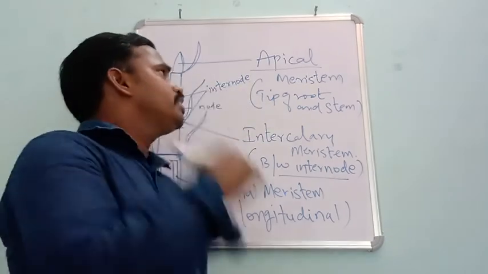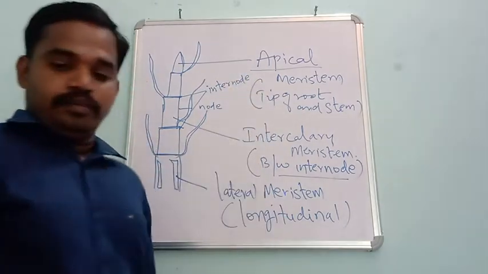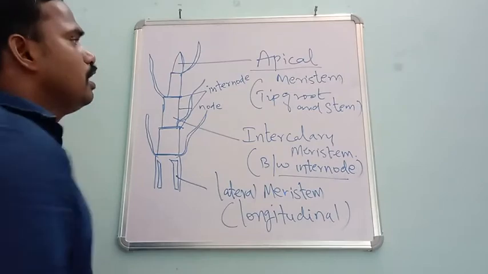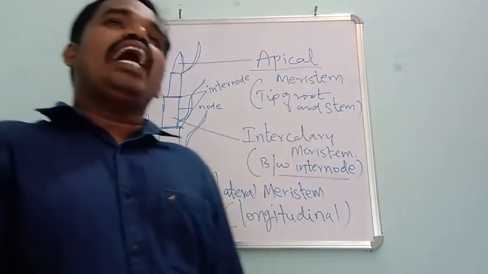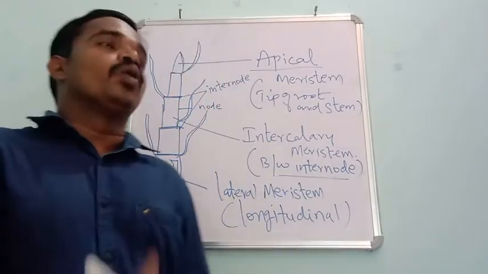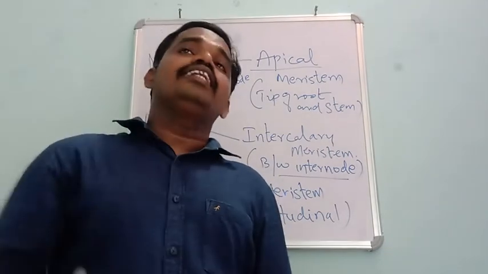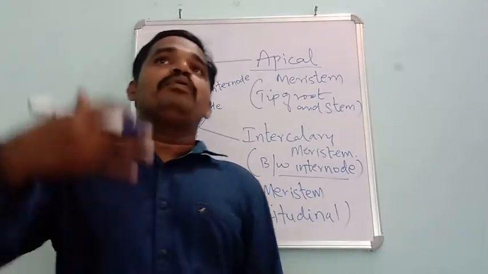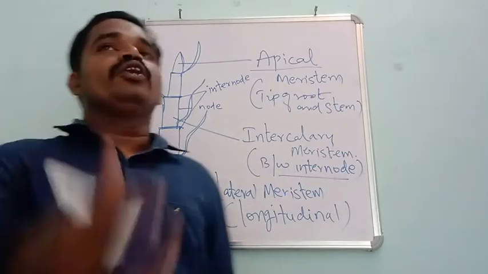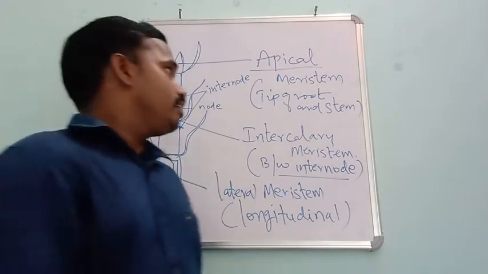Okay, what is the function of the apical meristem? The function of the apical meristem is to increase the length of the root and shoot. Overall, it increases the plant growth. Later on, these apical meristems develop into permanent tissue and lose the dividing capacity.